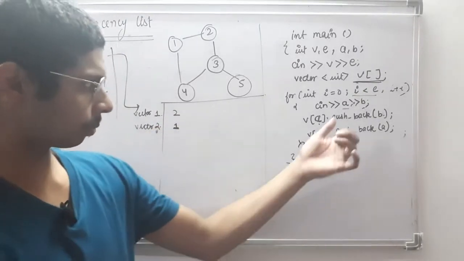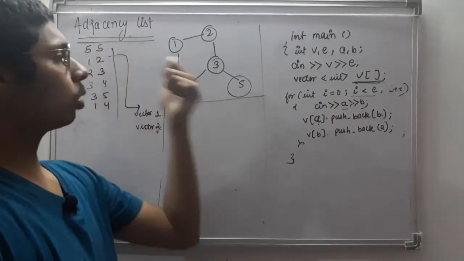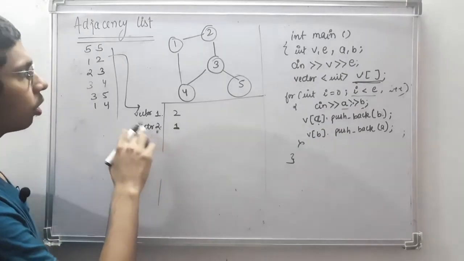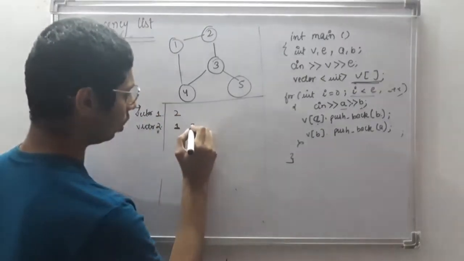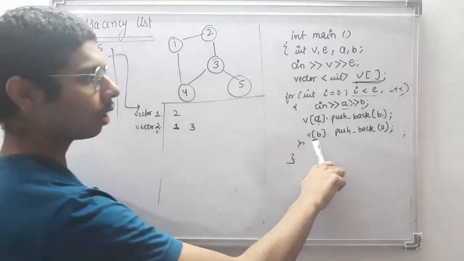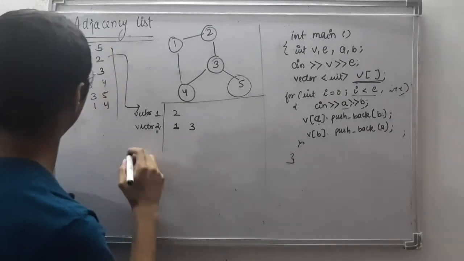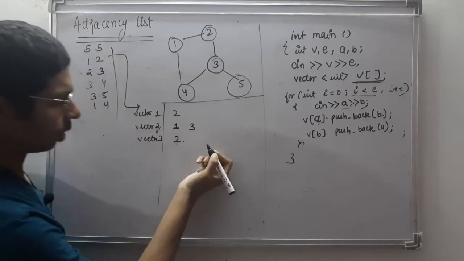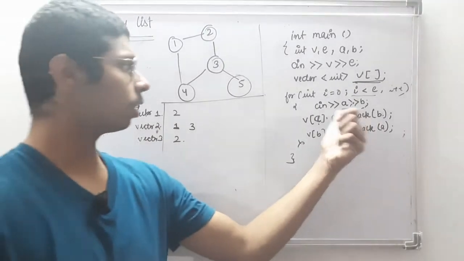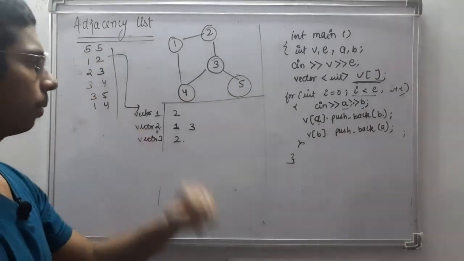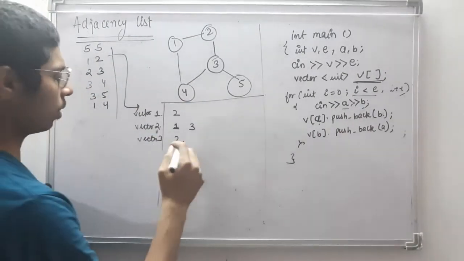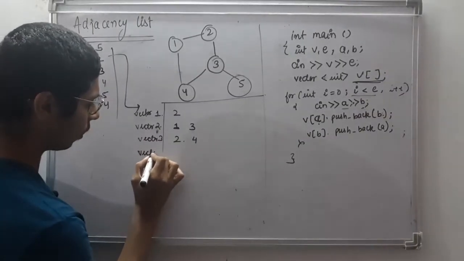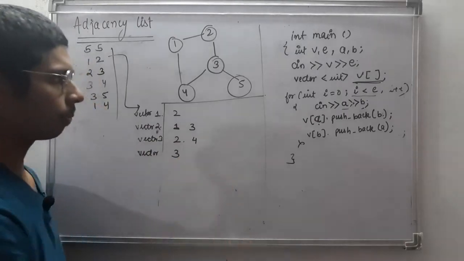After that, again the input is 2 and 3. So vector 2 is still here. Which values go in vector 3? Vector 3 gets value 2, so 2 is inserted. After that, the values 3 and 4. So 3 is here, and the inserted value is 4. And in vector 4, we have to insert 3.